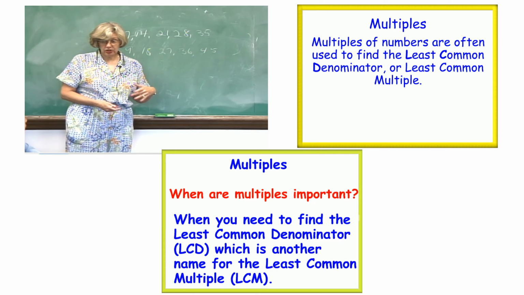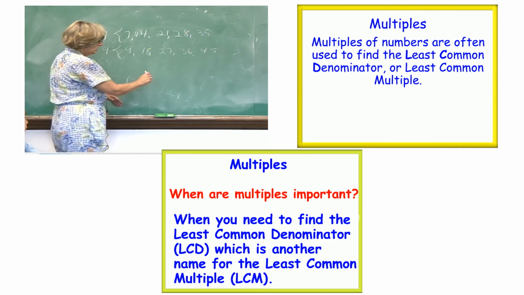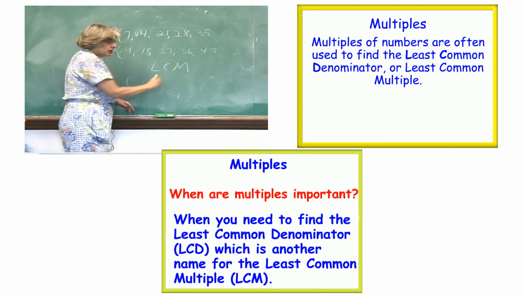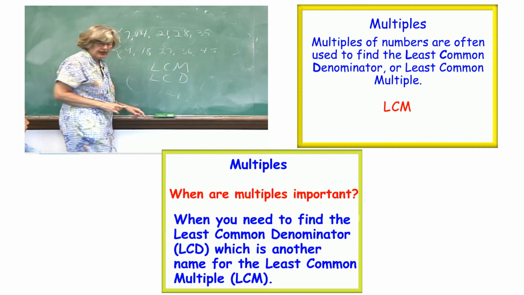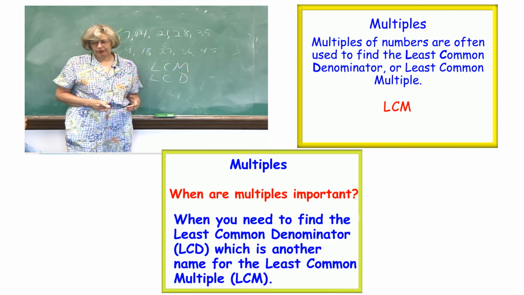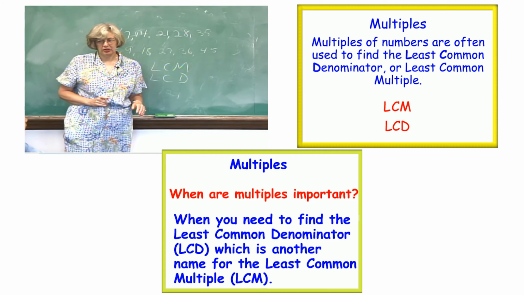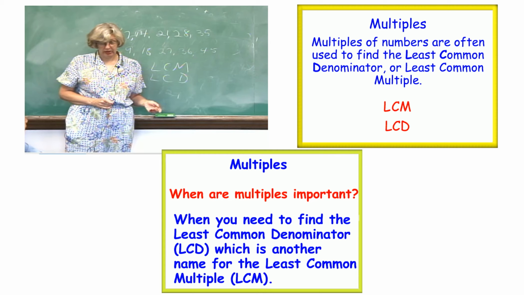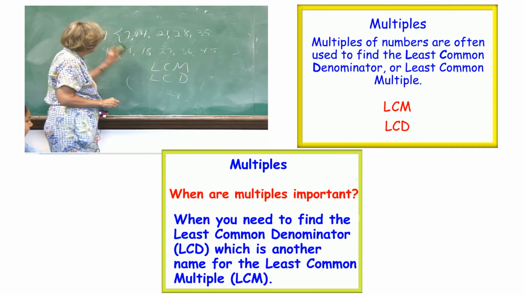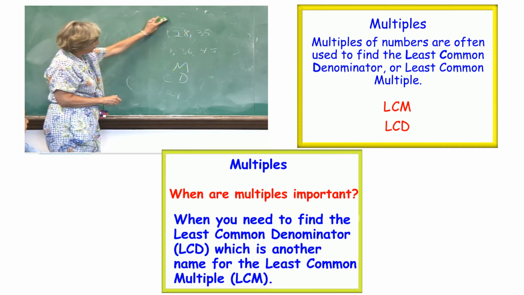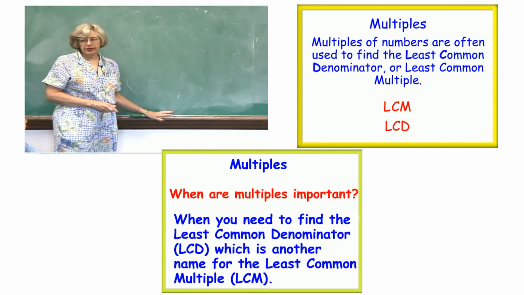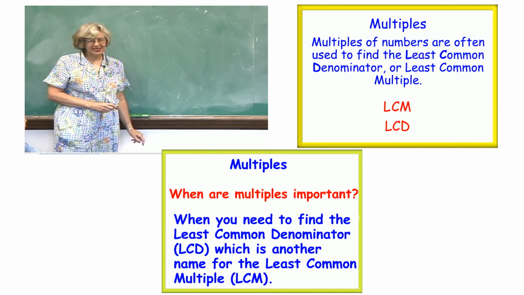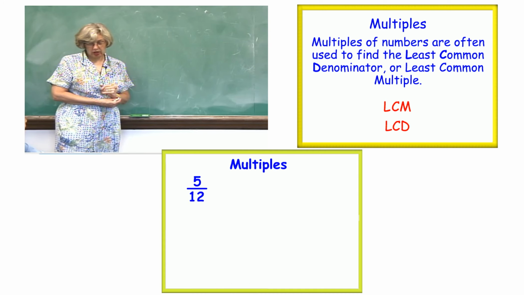And sometimes I just write LCM, least common multiple. But another name could be least common denominator. So let's see a real-life application of where we would use least common multiple or least common denominator, okay? All right, someone gives you an addition problem that has fractions in it and is not the same denominator. It's two different denominators, all right?